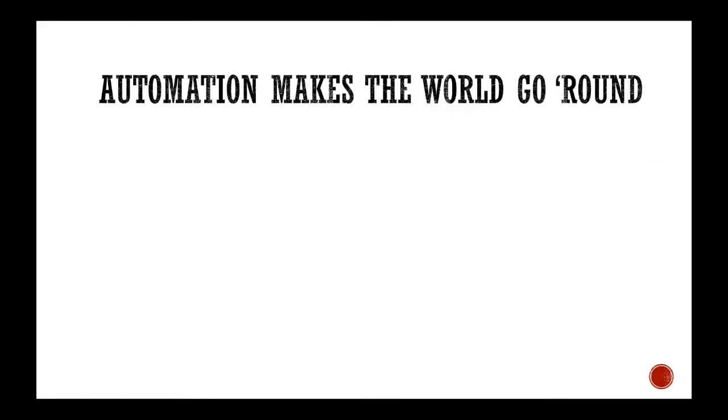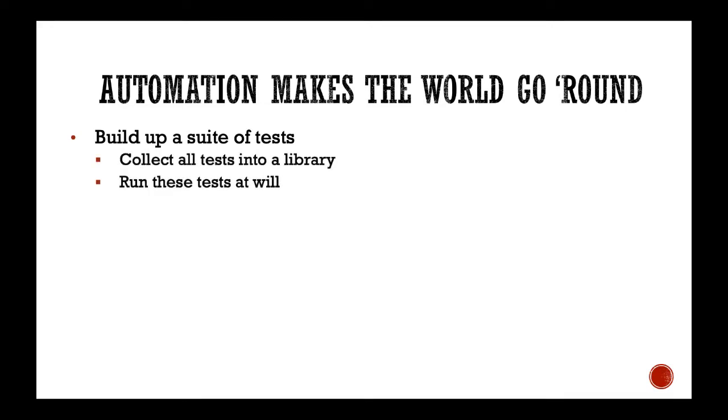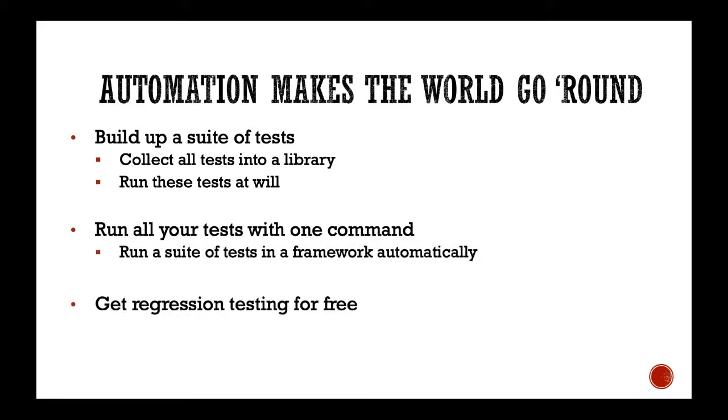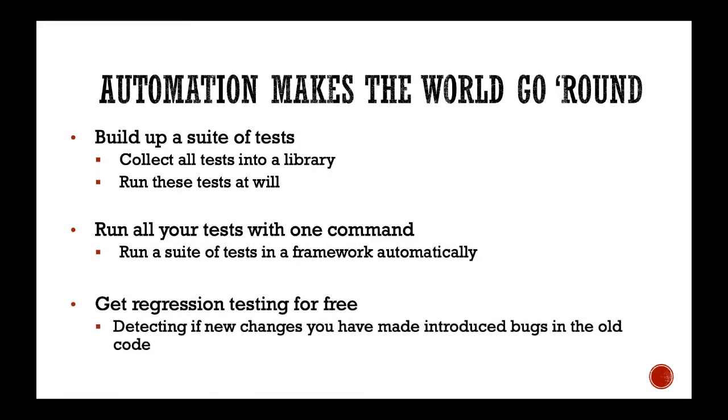Now, once those are in place, automation makes the world go round. We want to build up a suite of tests, collect them all into a library that we can run whenever. One command should run them all, and we get regression testing for free. Well, what does this really mean? This means that as we go, we write tests to make sure our code is always working properly. As soon as we change or refactor something, some of those new tests or old tests will fail. That's called regression testing. Always being able to run all of the tests and see what happens.